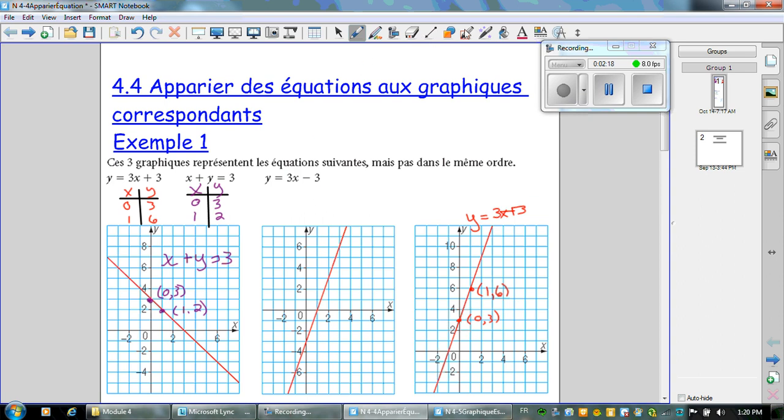And finally, again, same method. We will be doing a small table of values with x, 0 and 1. So if x is 0 here, y would be negative 3. And if x is 1, we get 3 minus 3, which is 0. So this one here, (0, negative 3), right here, and (1, 0): 1 for x, 0 for y. And so this equation would be y equals 3x minus 3.